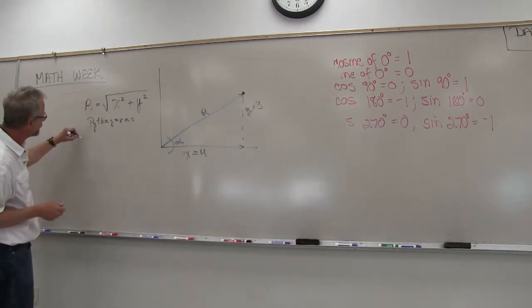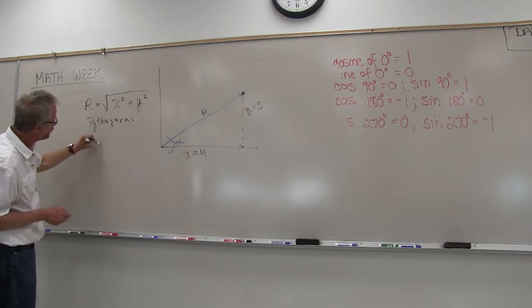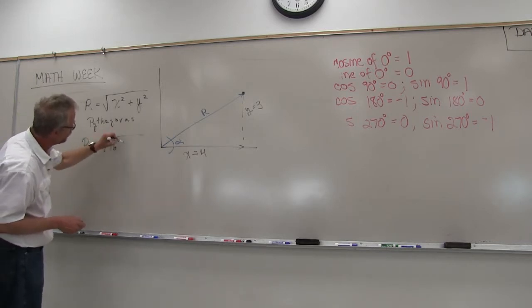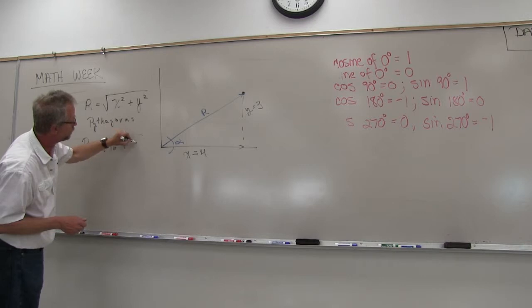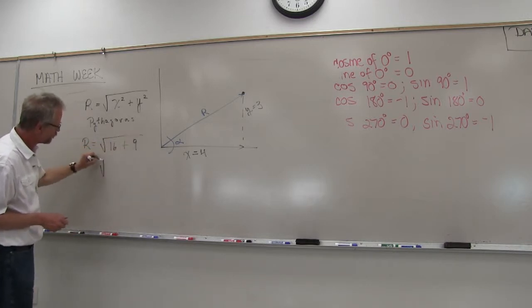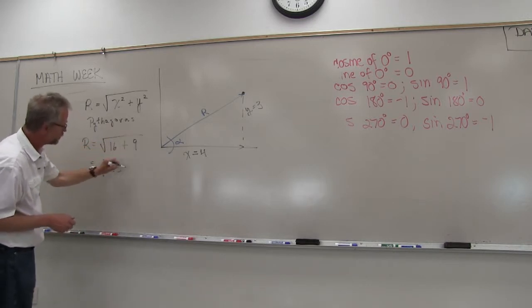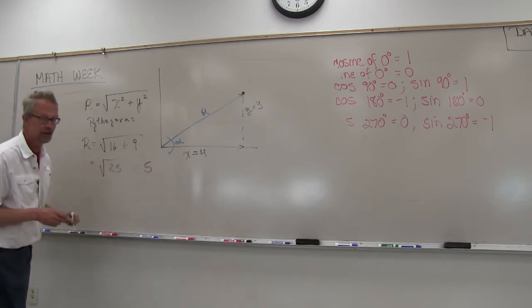So in this particular example, r will be equal to the square root of 16 plus 9, which is equal to the square root of 25, which is equal to 5.